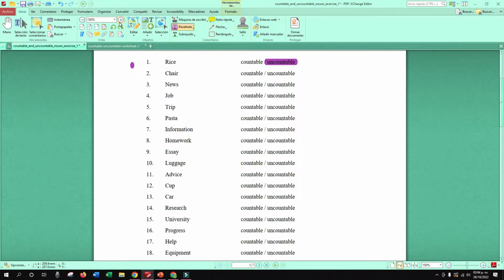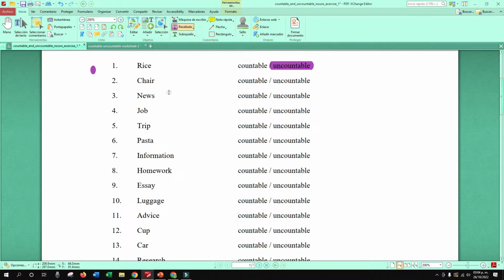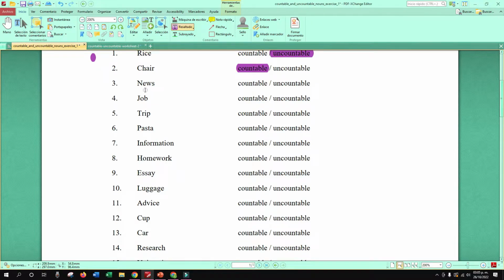Okay, guys, let's answer this exercise, right? So, let me map this. Okay, there you have chair. Do you think it is countable or uncountable? Chair. Countable, perfect. You can say one chair, two, three, etc. Excellent, countable, perfect, thank you. What about news? What do you think about news? Countable or uncountable? Uncountable. Perfect, uncountable, ¿verdad? Como el ejemplo, irregular, ¿verdad? News, uncountable, perfect. What about job? Countable or uncountable?